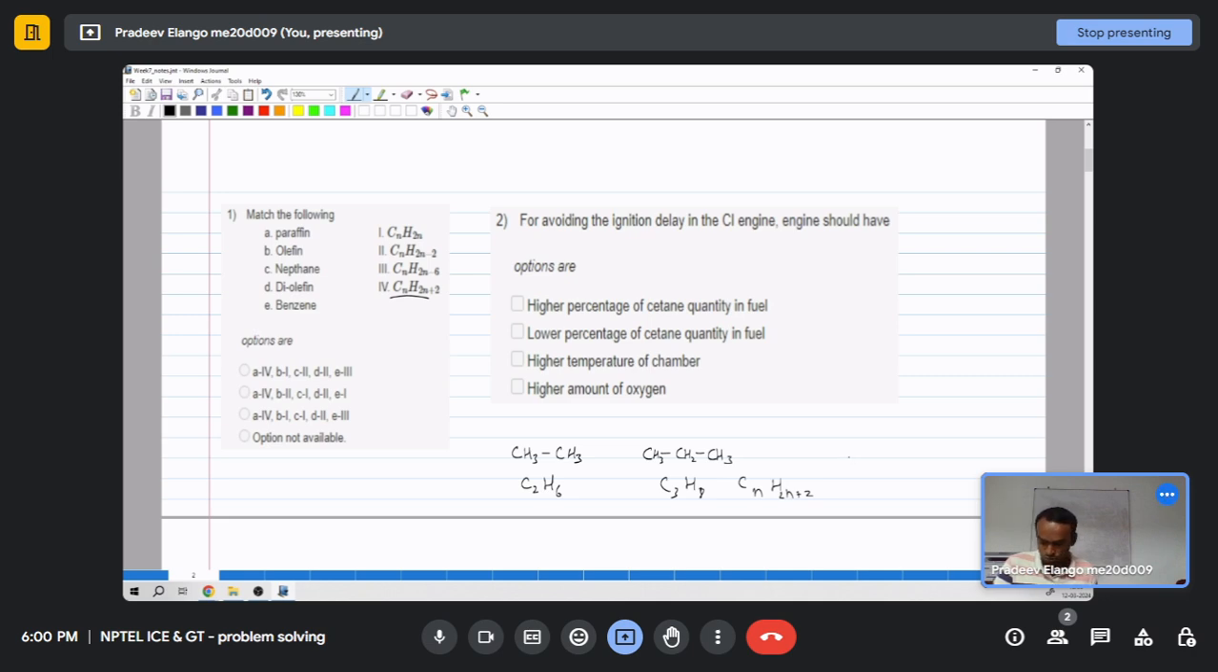And olefins are the ones with the double bond, so it is carbon double bond carbon, then we have CH2 and CH2, so this is C2H4. So olefin goes to CnH2n, and paraffin is this, and naphthene is again a single bond hydrocarbon like paraffin. Then naphthene is this, diolefin is this, and benzene is this. So option C is right.